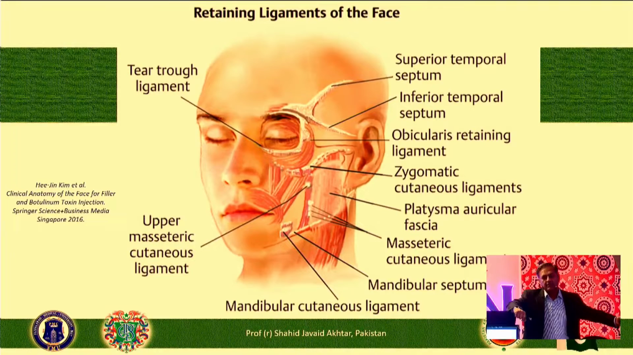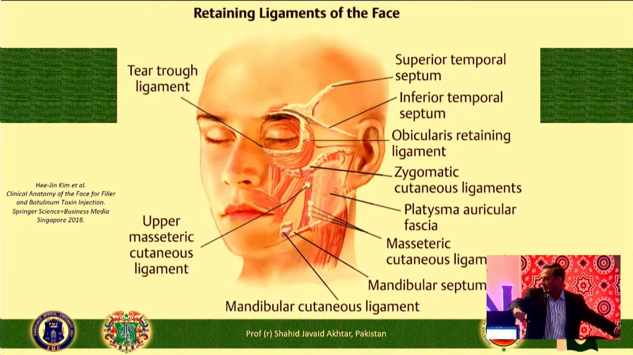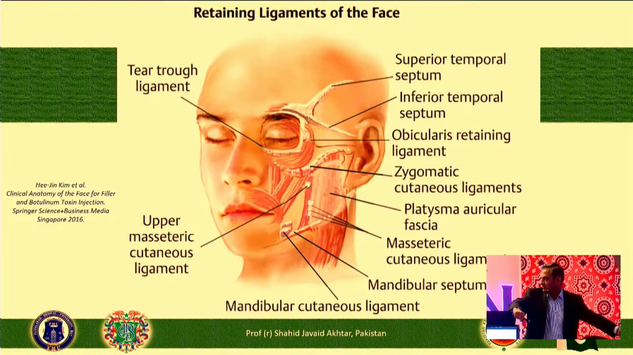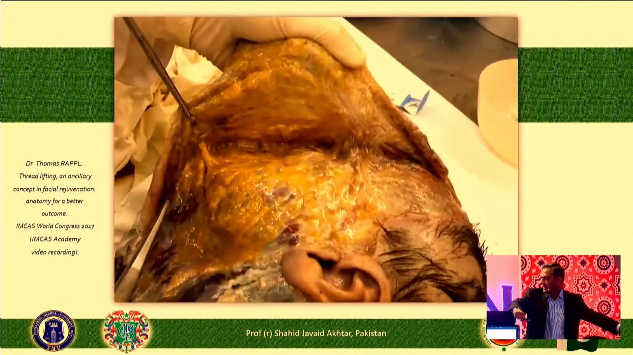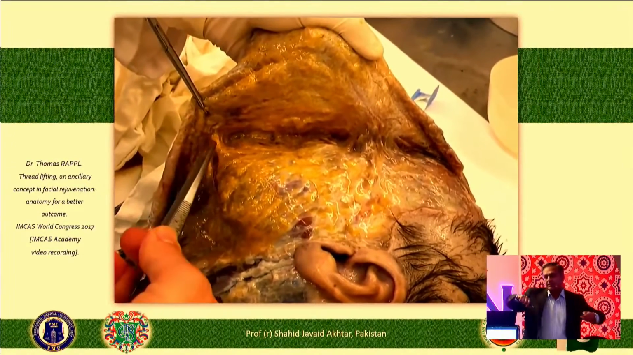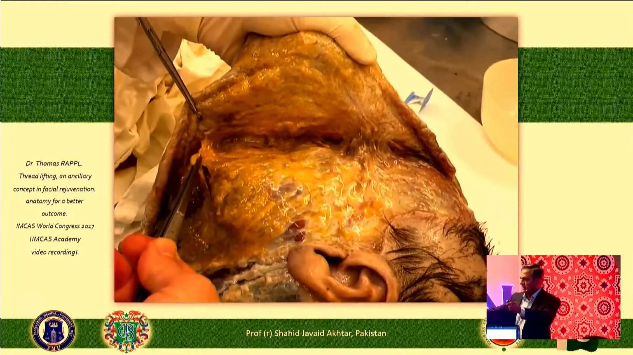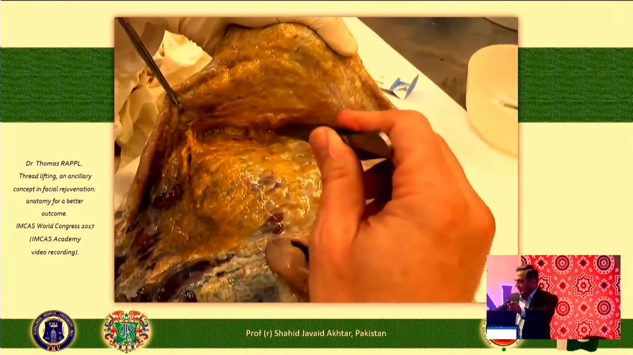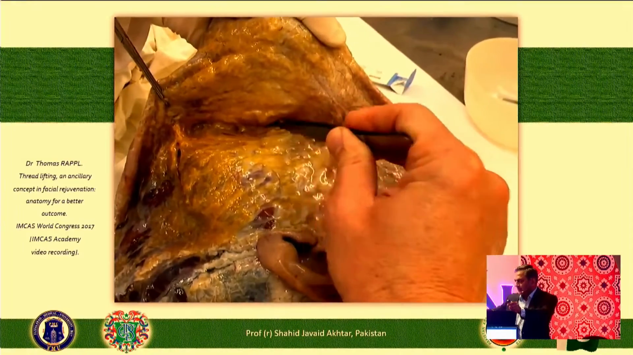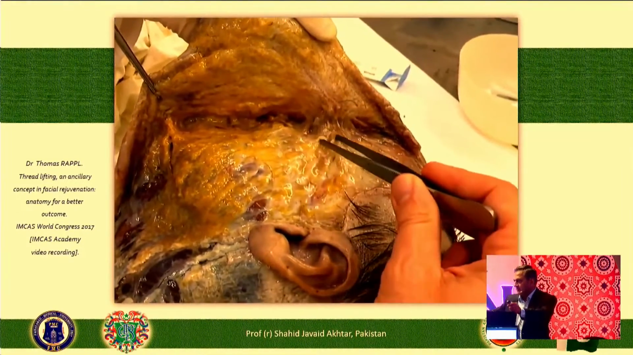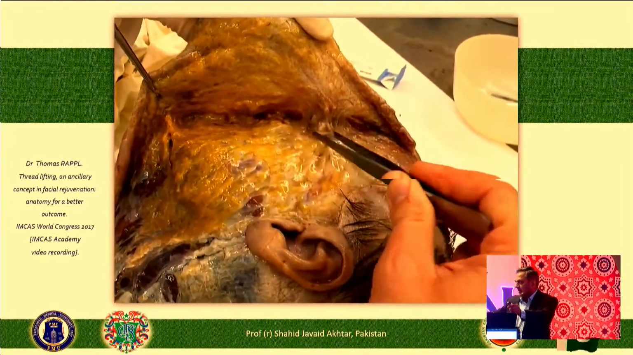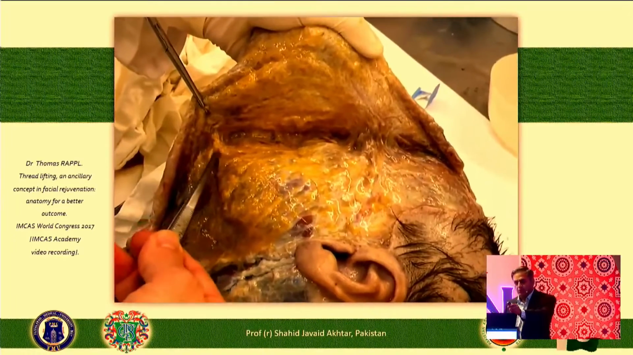Again, showing the attachment of retaining ligaments, since we are short of time, I skip quickly through these slides. And these are the very strong ligaments: the mandibular ligament, then the orbital retaining ligaments, and the lateral temporal thickening. And these are the true osseous ligaments.